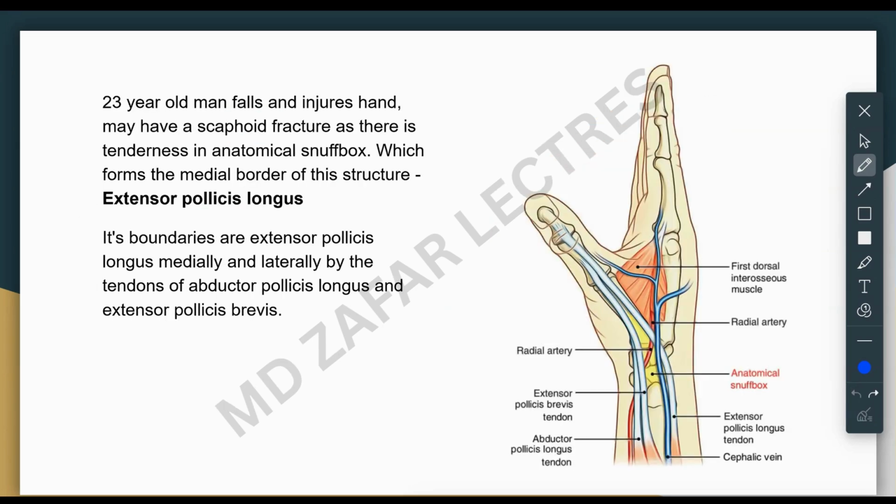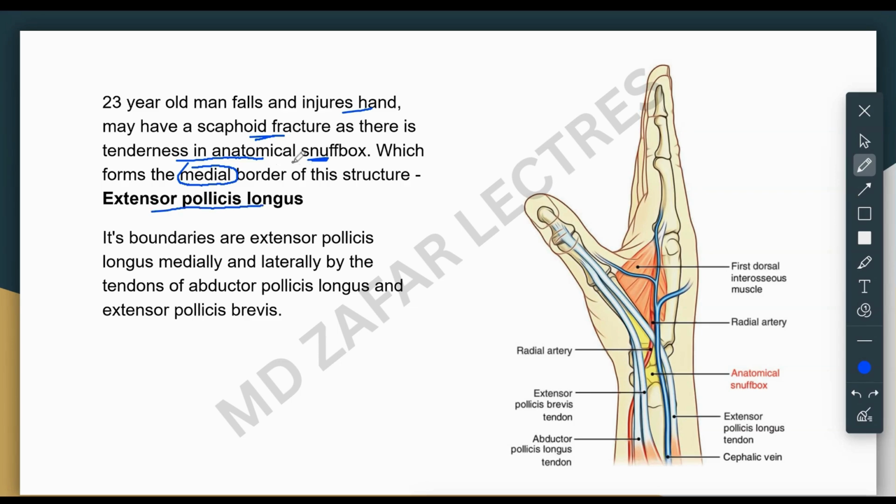So next up we have a 23-year-old man who falls and injures his hand. He may have a scaphoid fracture as there is tenderness in the anatomical snuff box. Which structure is making the medial boundary of the anatomical snuff box? This is the extensor pollicis longus.